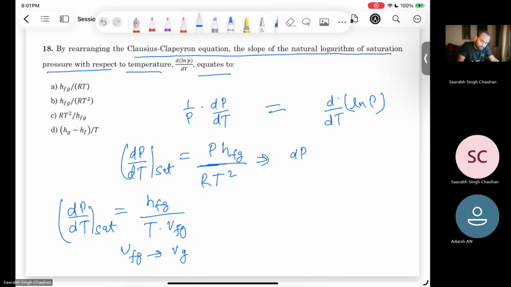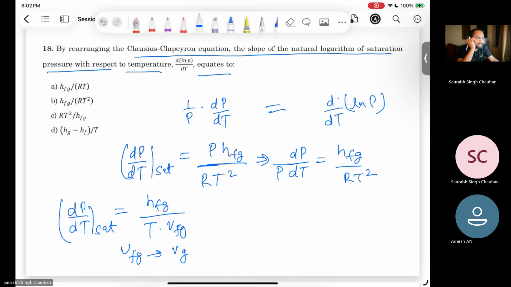So dP by dT and 1 by P, this P we are bringing to that side. So it is hfg by R T square. Okay, so now what is it asking.